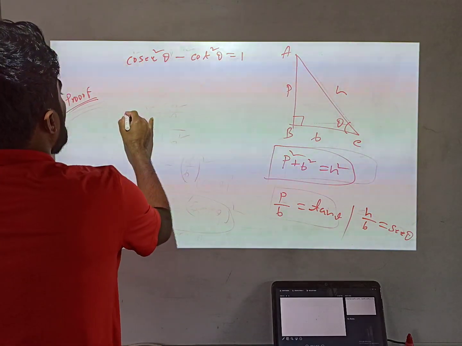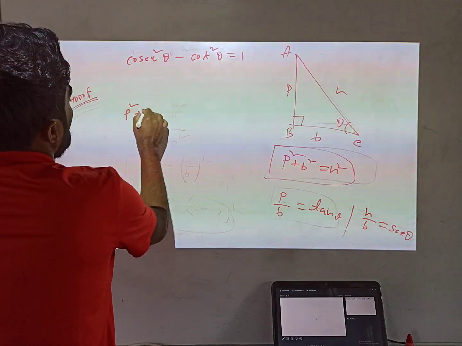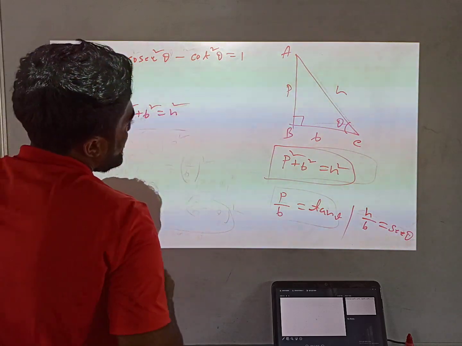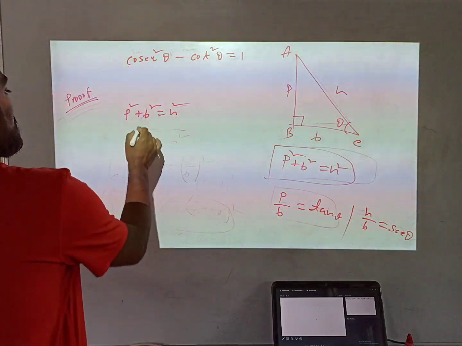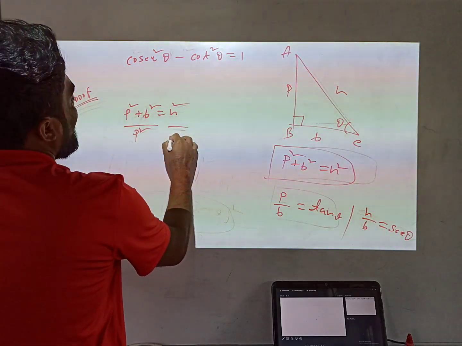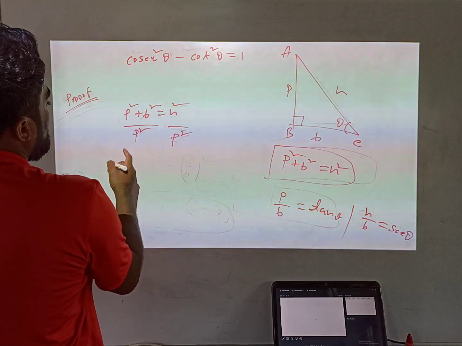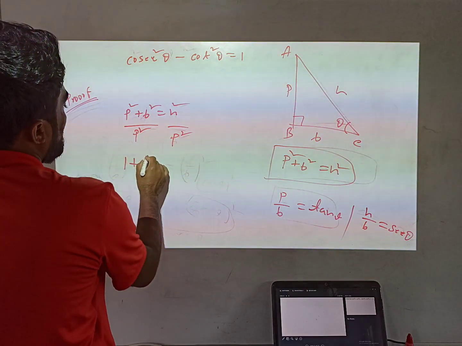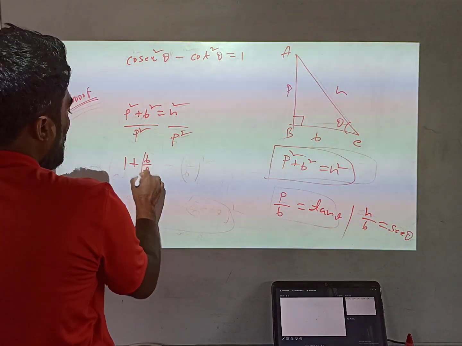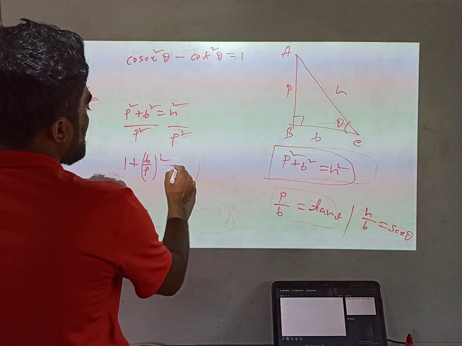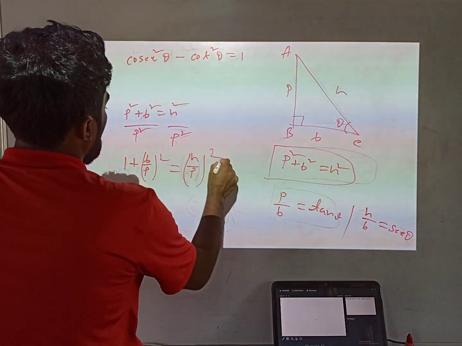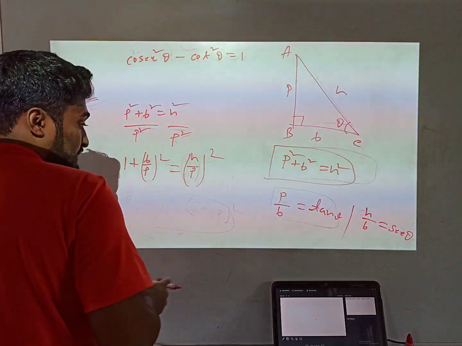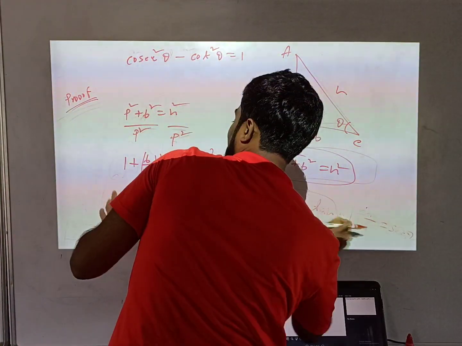Okay, so p square plus b square equals h square. Now we divide it by h square, this time by p square. So both the sides we are dividing by p square. What do I get? p square by p square, that is 1, plus (b by p) whole square, because both are having squares, and finally (h by p) whole square. Got it?